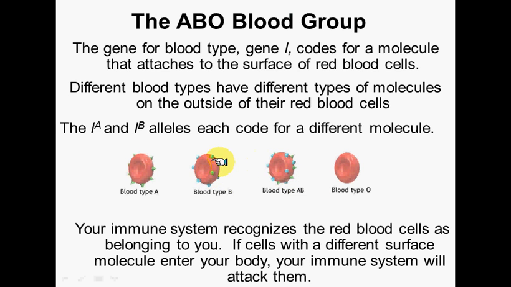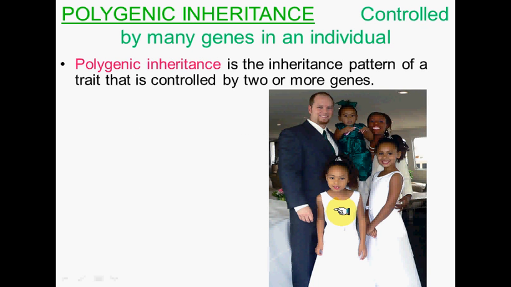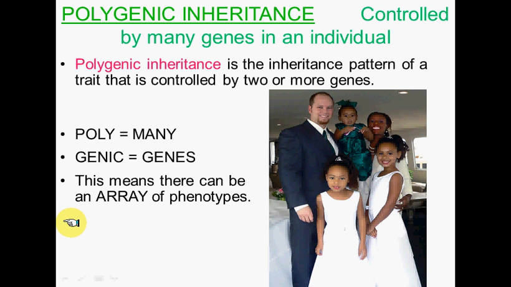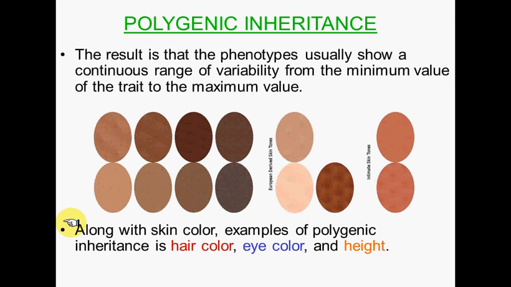Polygenic inheritance is inheritance that is controlled by two or more genes. Poly means many, genic means genes, and this means that you can have a lot of different phenotypes. Things like hair color, eye color, and height are all examples of polygenic inheritance. That's how you can have people with varying shades of skin color. There's not just one color for each ethnic group. There's a wide range of possibilities.